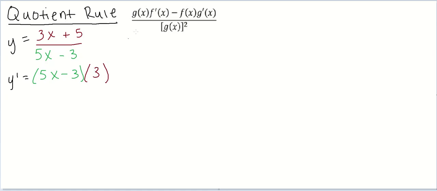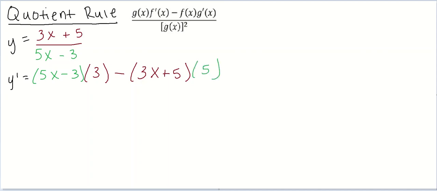So we multiply. And then this formula says we need to subtract, and we need to subtract the top function written normally. So our top function was 3x plus 5. So we're going to do 3x plus 5. And now we need to multiply by the derivative of our bottom function. So our bottom function is 5x minus 3, and so the derivative of that is just going to be 5.